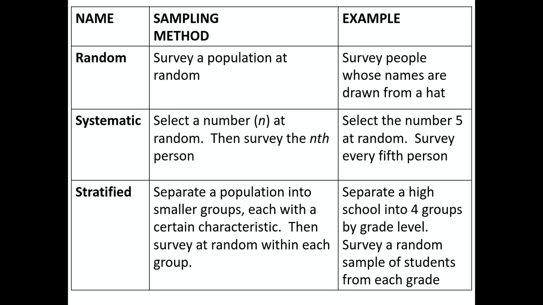And stratified, even though it's listed third, there's random, which is just no rhyme or reason. There's systematic, which is very, very stringent. Okay, it has to be the 5th person. Stratified is a little of both. You separate people into groups, but then you go random after that.